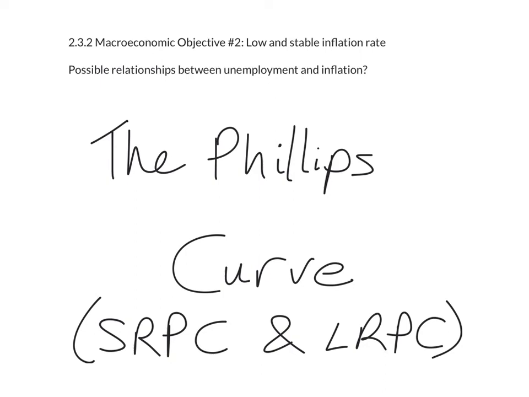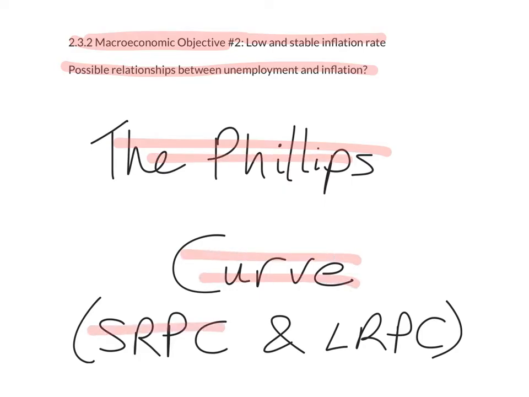This is the fourth and last video of the Low and Stable Inflation Rate mini-series, which is part of the Government Macroeconomic Objectives series. In this video, I'm going to talk about possible relationships between unemployment and inflation. We're going to look at the Phillips curve, the SRPC, short-run Phillips curve, and the LRPC, the long-run Phillips curve. So let's get started.